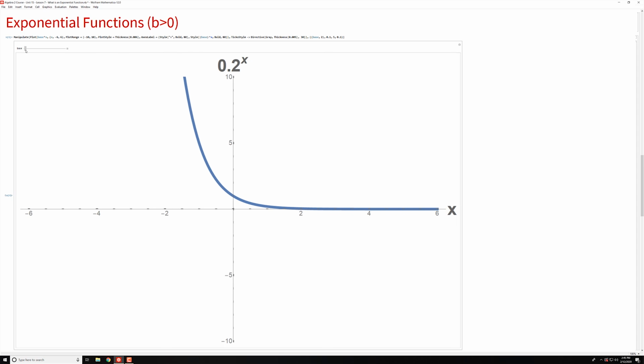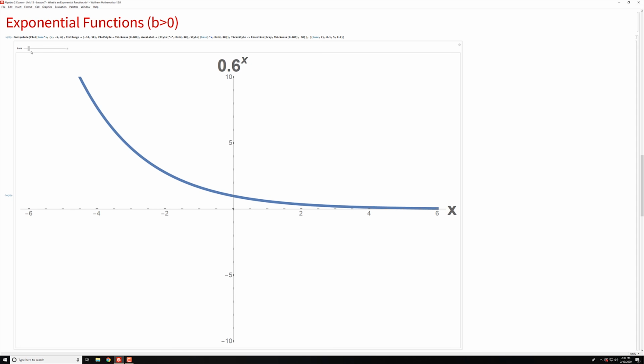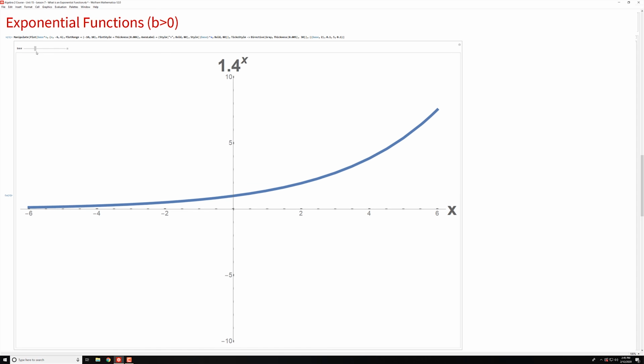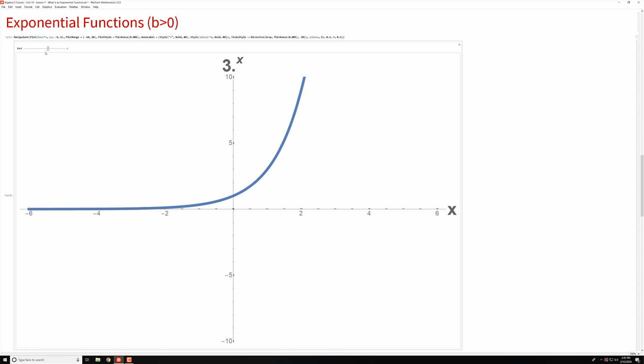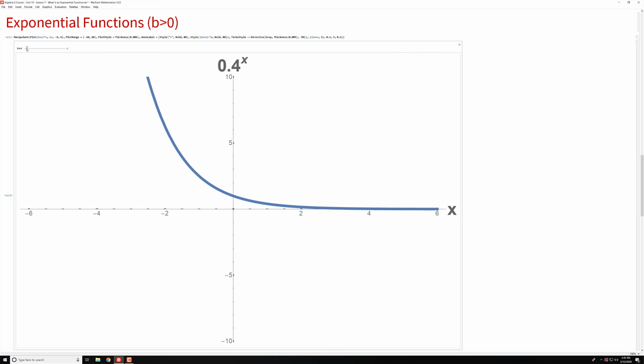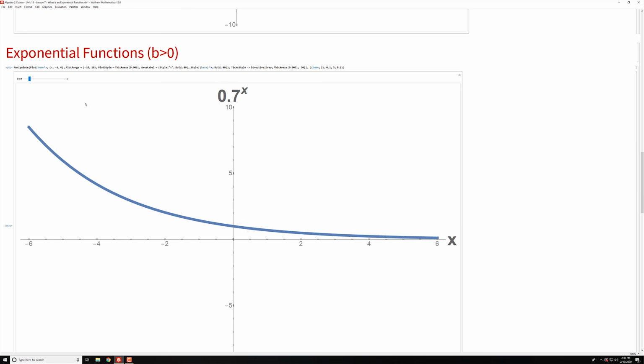What's going on when the base is a fraction is you can make it steeper and shallow over here. And then when you go through 1, it gets exactly flat. And when you go through 1, you have that nice shape happening on the other side. So this is what the exponential function does. Notice it always crosses through the y-intercept of 1. Okay, like this. And that is all I'm going to show you right now.